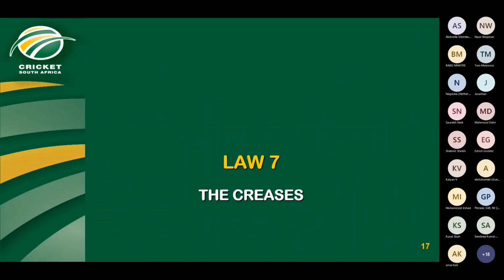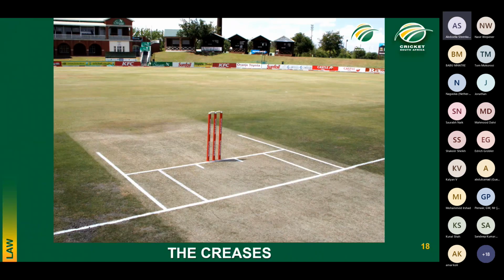The creases. There are three creases. Firstly, there's the popping crease, which is this front line. There are two return creases, and there is the bowling crease. I'm giving you three points in the exam. I will give you a diagram with numbers on it, and you need to name those creases. So the one is the popping crease, the other two are the return creases, and the bowling crease.